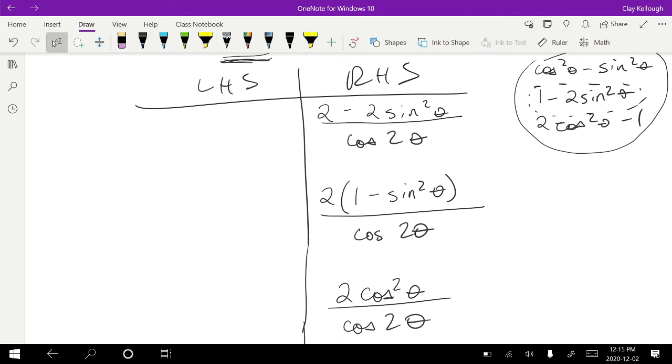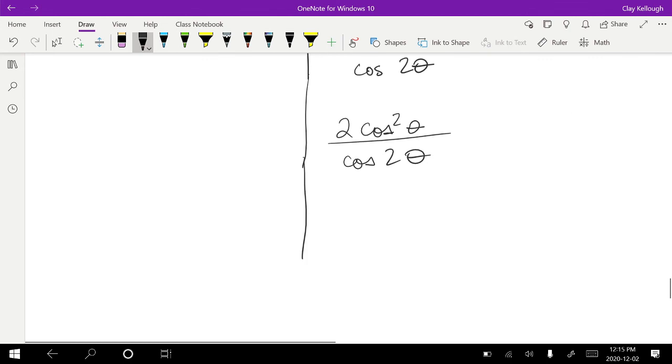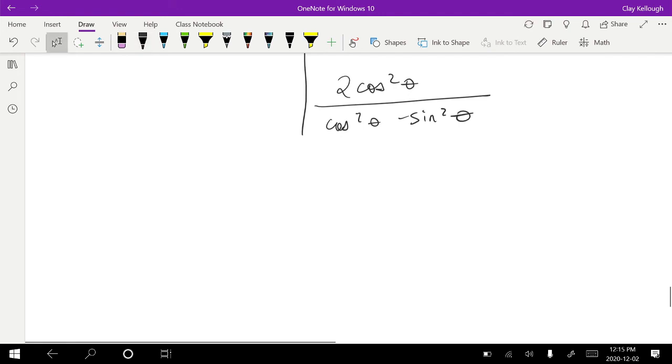Well, there's this. I guess I could just go with this guy. But that's not going to cancel it so much. Maybe this guy? Let's go with that guy. I'm going to go with the first one again. So this is 2 cos squared theta over cos squared theta minus sine squared theta. I kind of have an idea brewing, and see if you can follow what I'm about to do here. What do I know about sine squared theta?